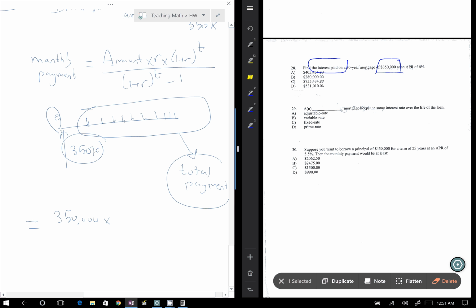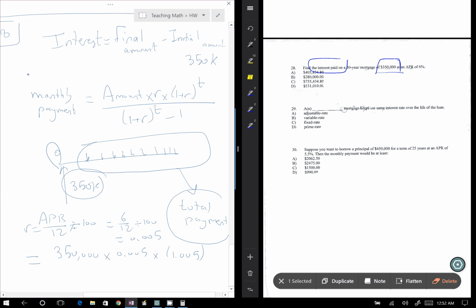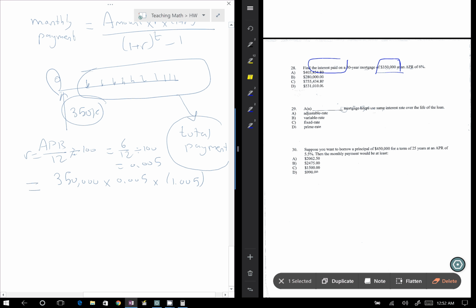Did I calculate my R? Not yet. APR divided by 12 divided by 100, that's my R. So that's 6 divided by 12 divided by 100, that's 0.005. So 0.005 multiplied by 1.005 raised to the power 30 years. So how many terms? T is equal to 30 years, that's 30 multiplied by 12, that's 360 months. Okay.